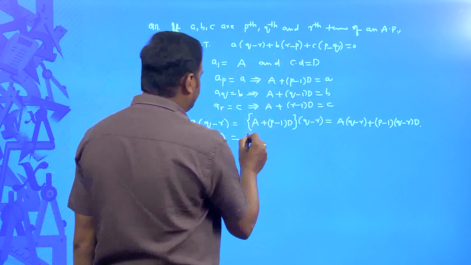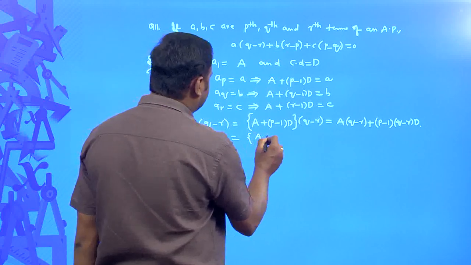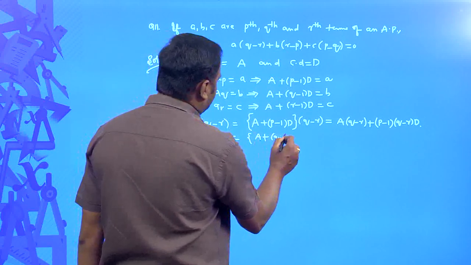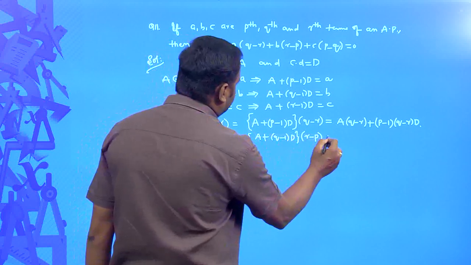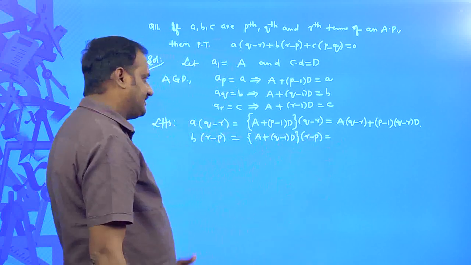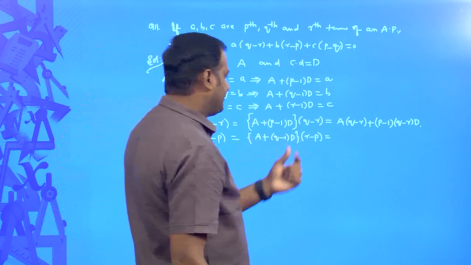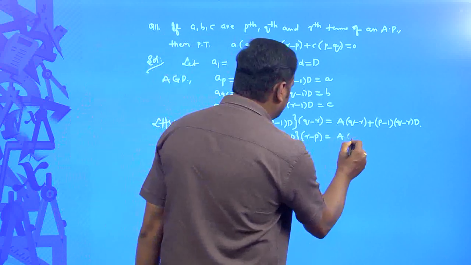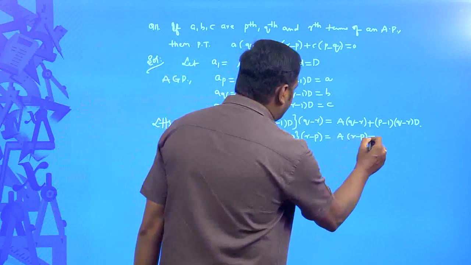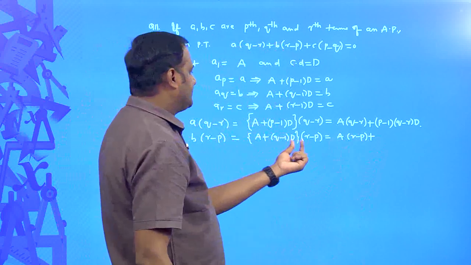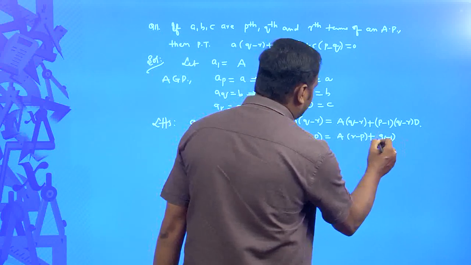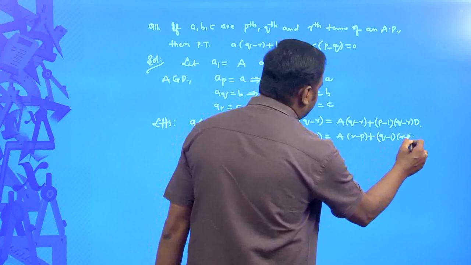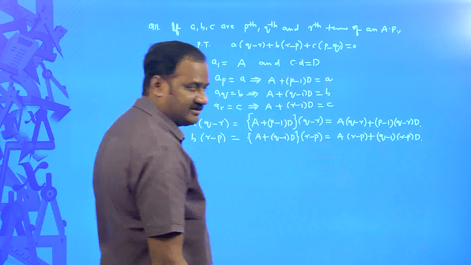B is going to be A plus (Q minus 1) into D, into (R minus P), is equal to, again, multiplying in the same way, A multiplied by (R minus P). So, A into (R minus P) plus (Q minus 1) into (R minus P) into D. So, (Q minus 1) into (R minus P) into D. That is the second one.